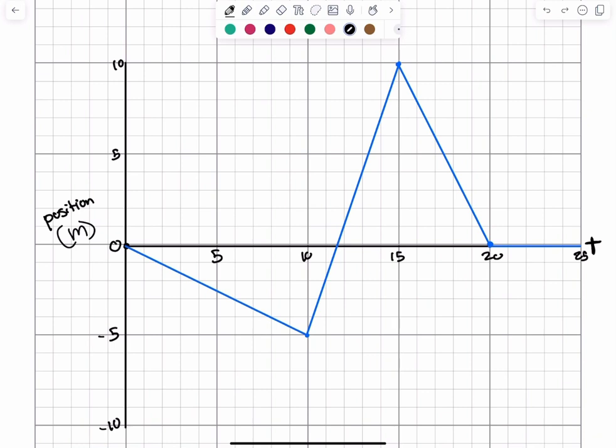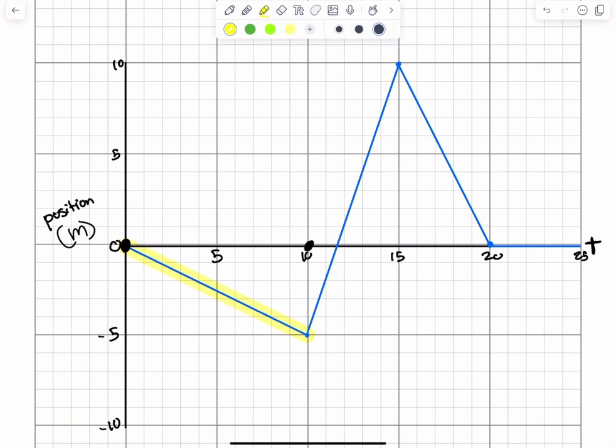If we treat right as positive and left as negative, it started at 0 meters, and then over 10 seconds, it moved to the left 5 meters, as you can see by it going into the -5 position. So, this highlighted section of the graph is the object going left 5 meters over 10 seconds.